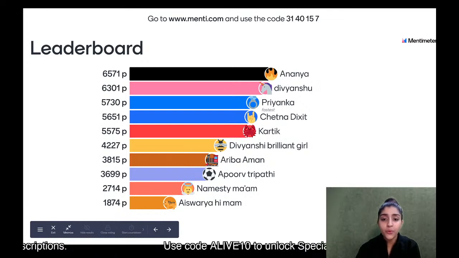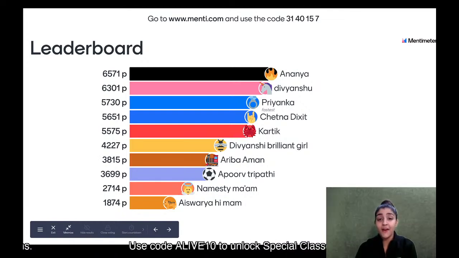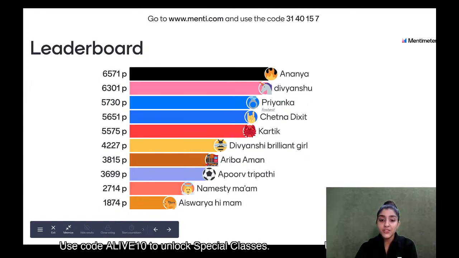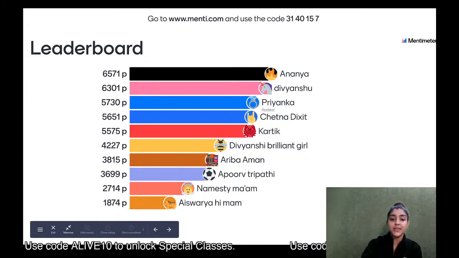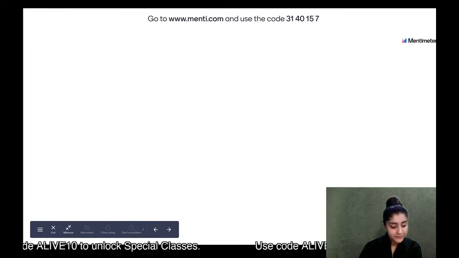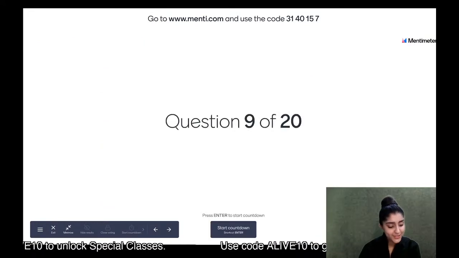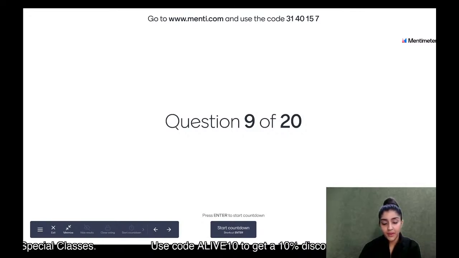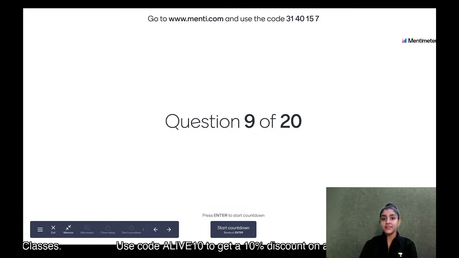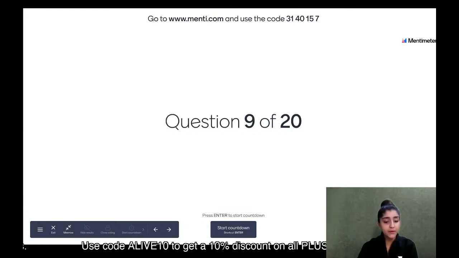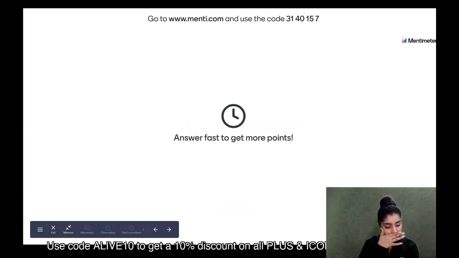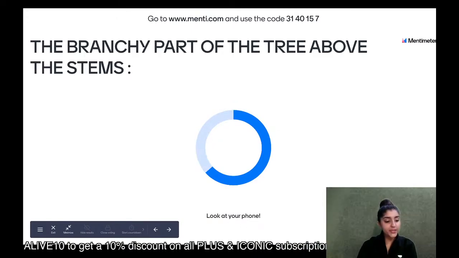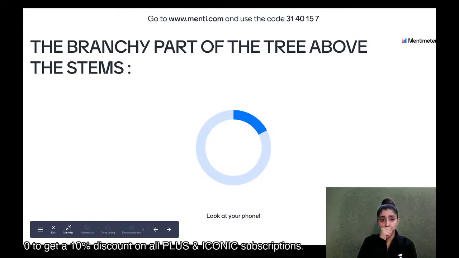So Priyanka with the ring is again the fastest. Then we have Ananya, Divyanshu, Priyanka, Chetna, Karthik, Divyanshi, Ariba, Apur, Namaste ma'am, and Aishwarya. It's okay, Hitesh. I really don't know why there is a connectivity issue. Other people are able to join that. Try to reload it or something.